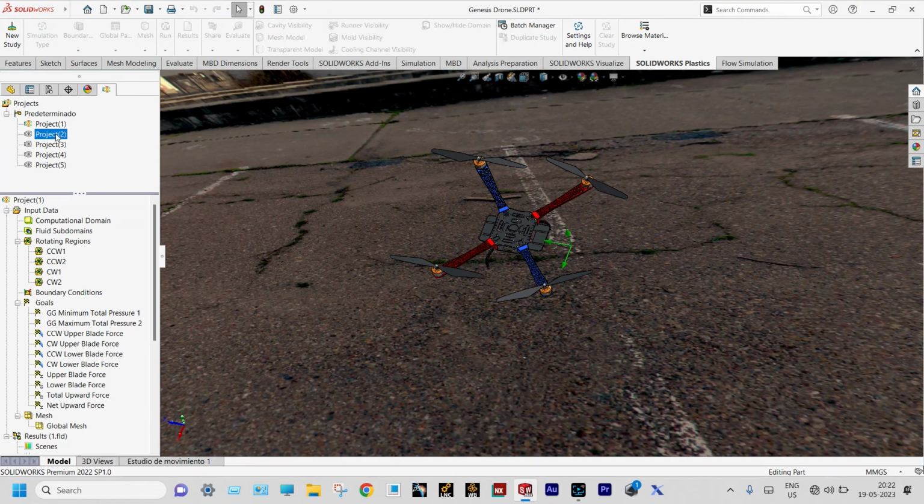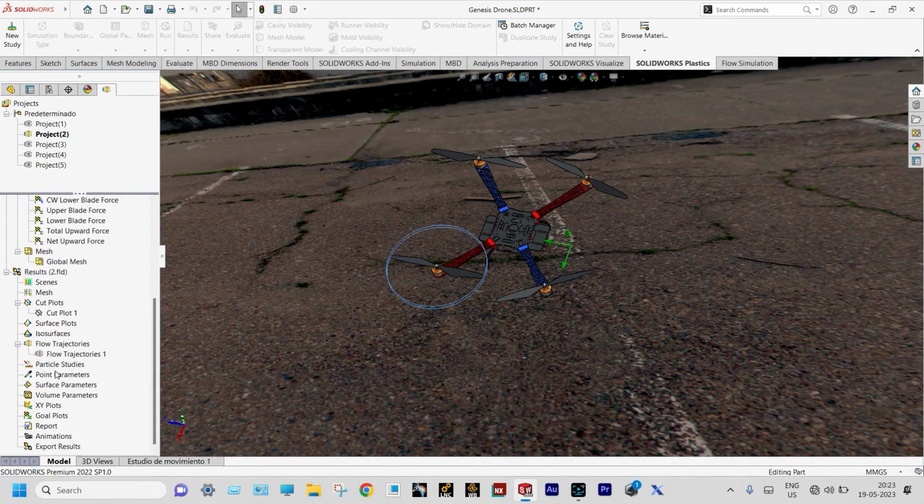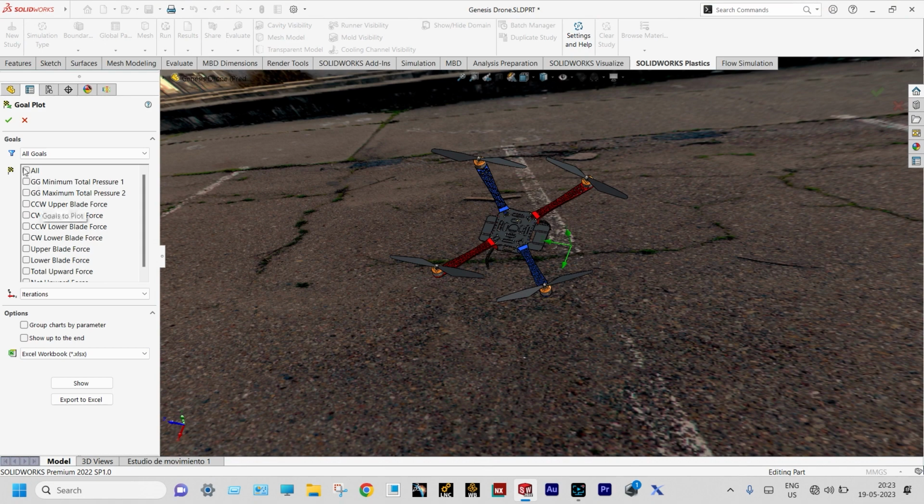Next, we have performed another analysis. This is known as project 2. Let us see what we got. Now in this analysis, we will not see the dynamics of flow particles. We will see only the results as goal plots. We have run this one with a different velocity. In this case, we have run the propellers with 2000 RPM. Let us see the results. Results loaded. Now you can see it from here. Goal plots. Insert. We want to see all the goals from here itself.